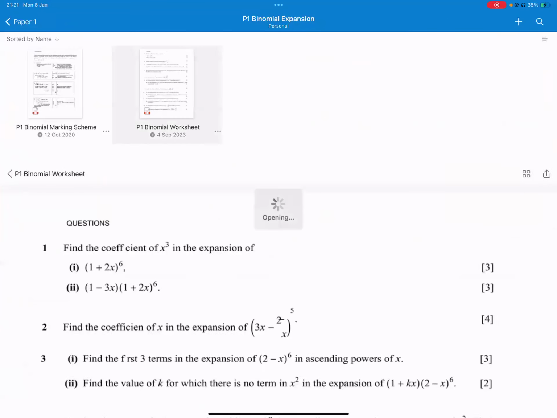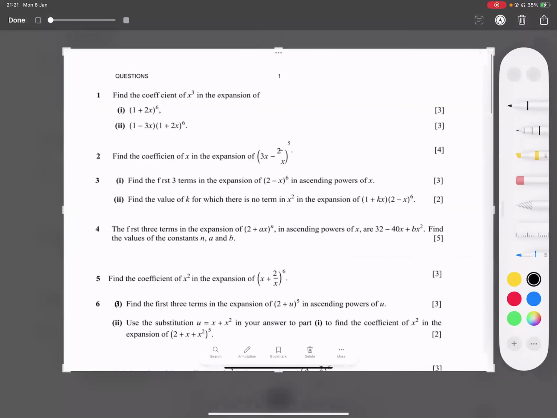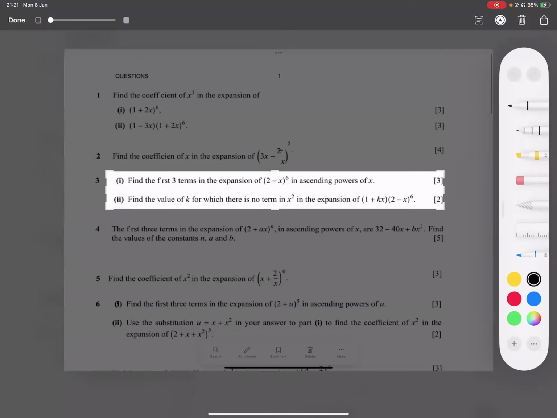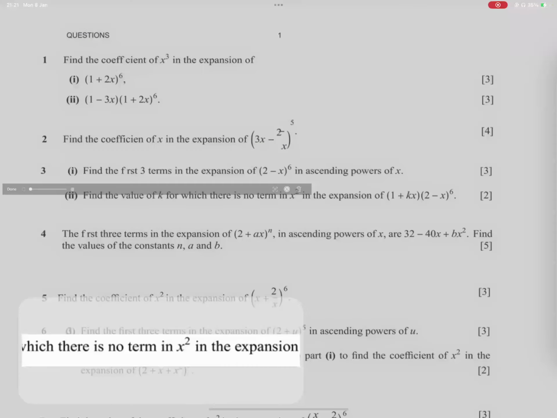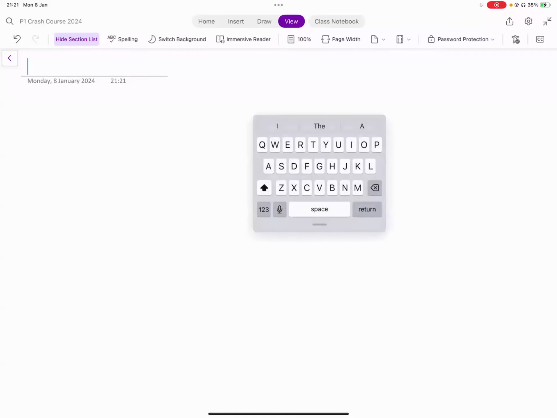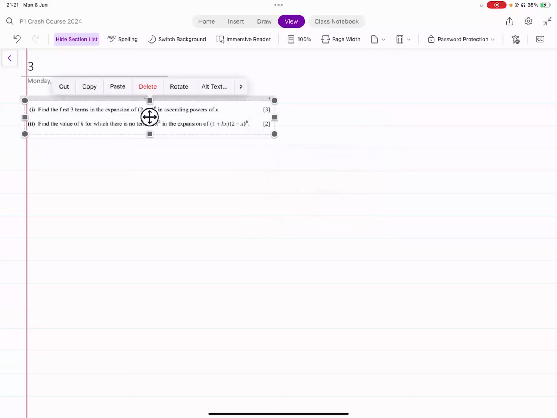Binomial expansion worksheet. Okay, let's try this. Question number 3 from the worksheet. Okay, a short one. Let's quickly do this and then we end. It has something that I wanted to tell you about as well, so you can do most of the questions from the worksheet after this.